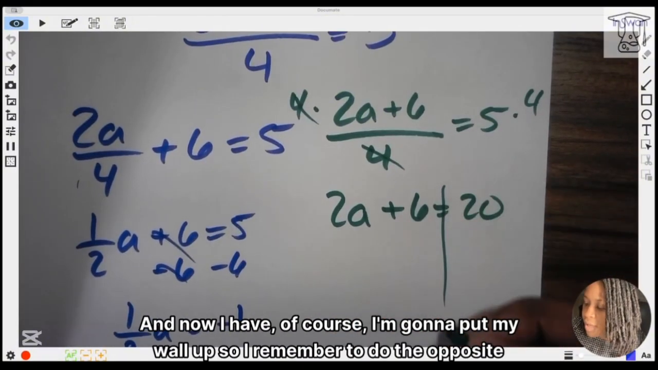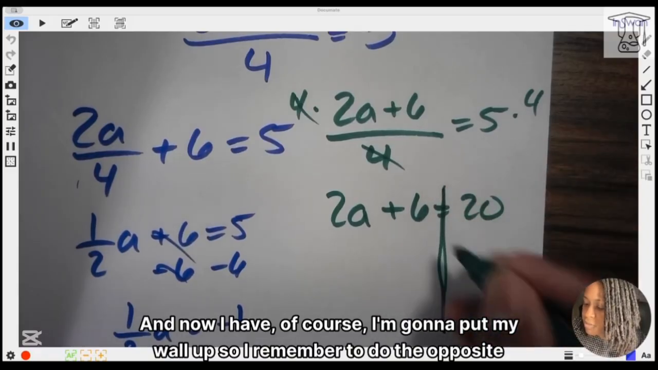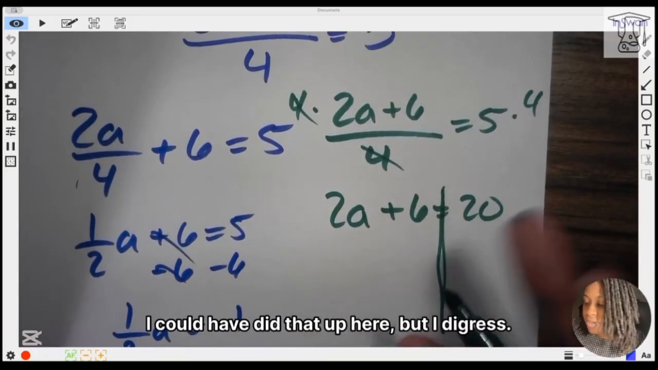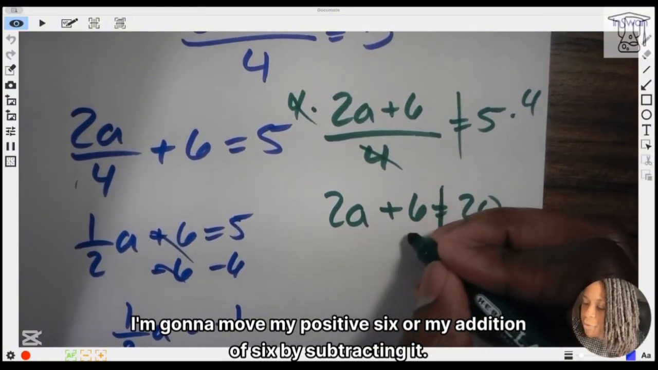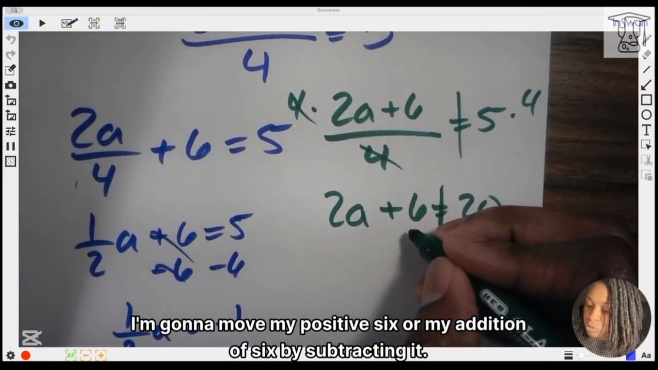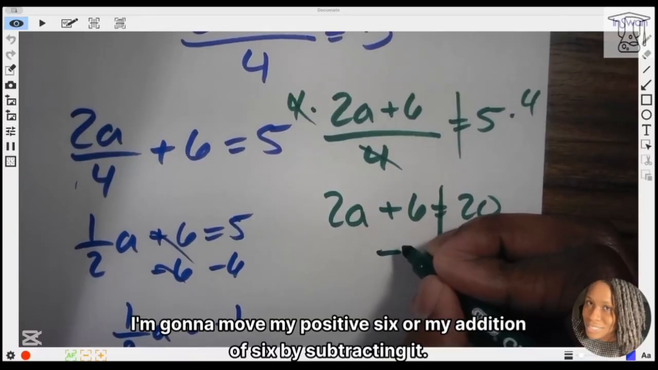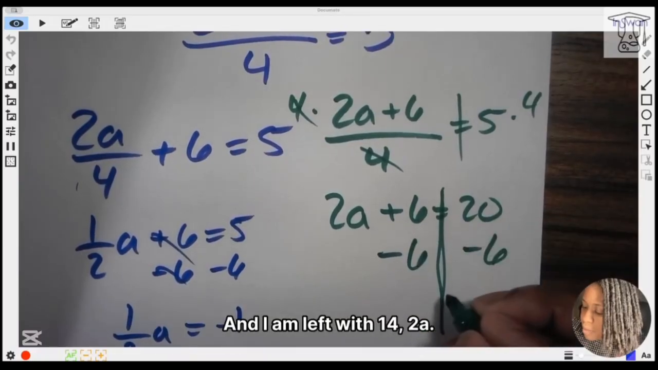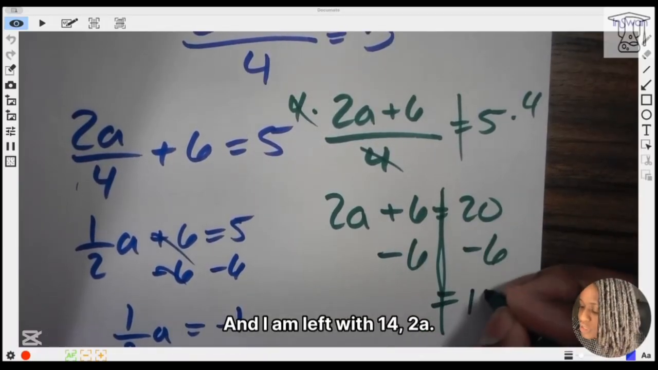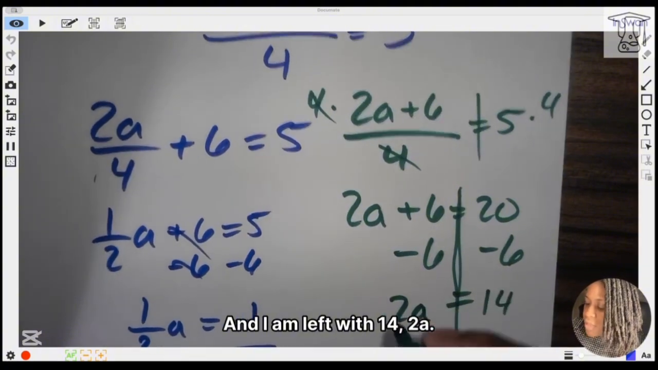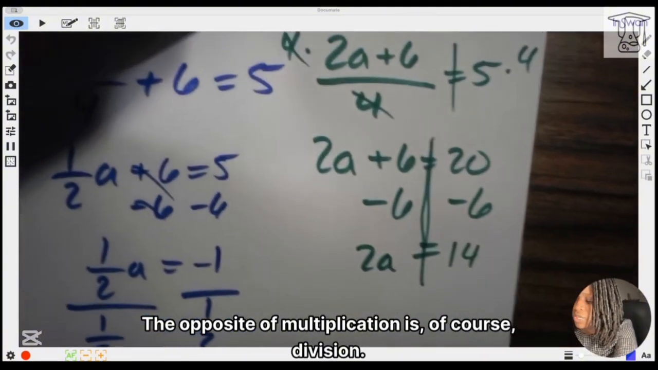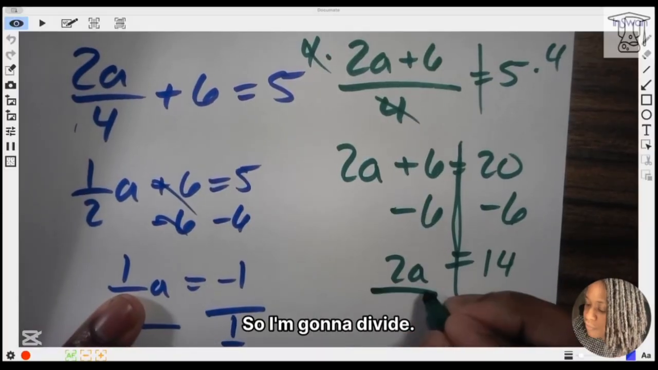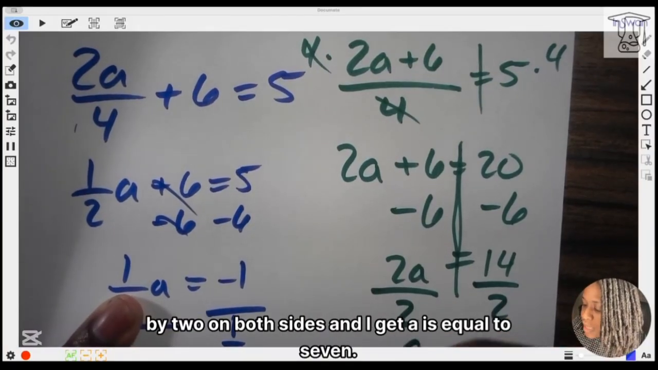And now, of course, I'm going to put my wall up so I remember to do the opposite function. I could have done that up here, but I digress. I'm going to move my positive 6, or addition of 6, over by subtracting it. And I am left with 14 equals 2a. So this is 2 times a. The opposite of multiplication is, of course, division. So I'm going to divide by 2 on both sides, and I get a is equal to 7.